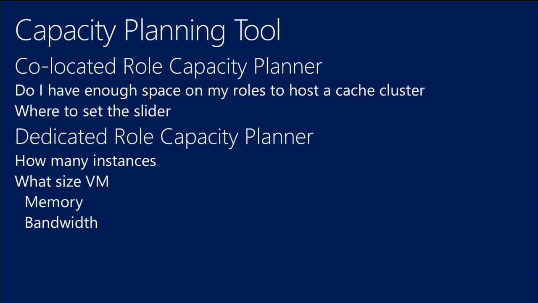On a co-located, the question really is, do I have enough space on my existing roles to support a cache cluster? And where to set the slider to give me the amount of cache that I need? Now, the other thing you can use the co-located planner for is a lot of times somebody will come to me and say, hey, if I set the slider at 30%, how big of a cache is that going to give me? And the tool doesn't directly tell you that, but you can kind of reverse engineer that.